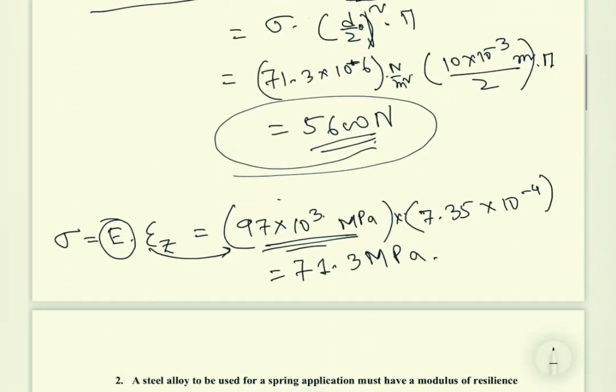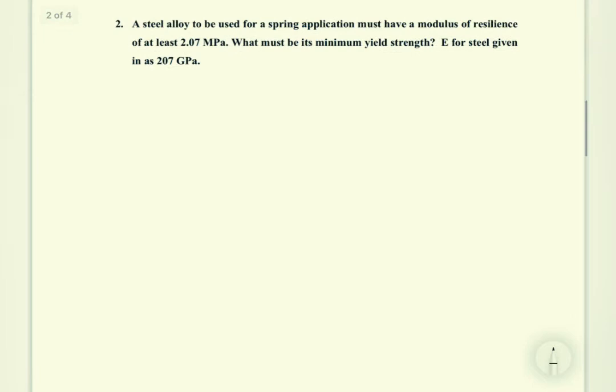Moving ahead to the next problem. Here, a steel alloy to be used for a spring application must have a modulus of resilience of at least 2.07 MPa. What must be its minimum yield strength? E for steel is given as 2.77 GPa. First of all, here we encounter this term resilience, and secondly, what must be the minimum yield strength?